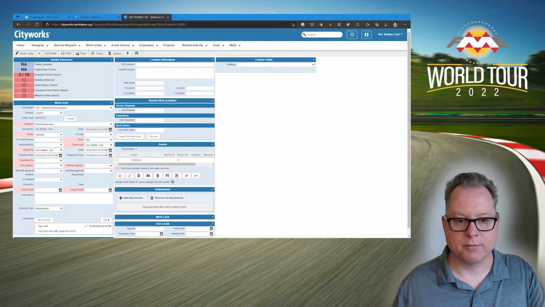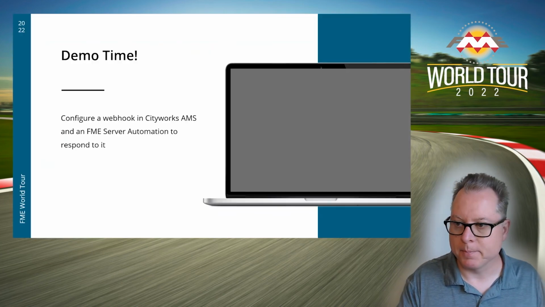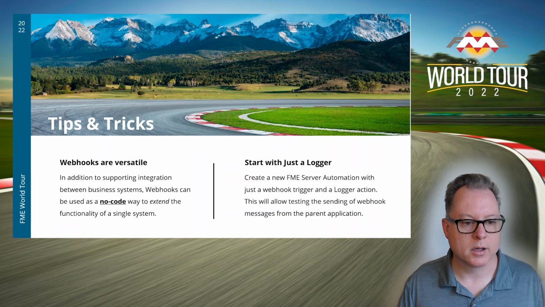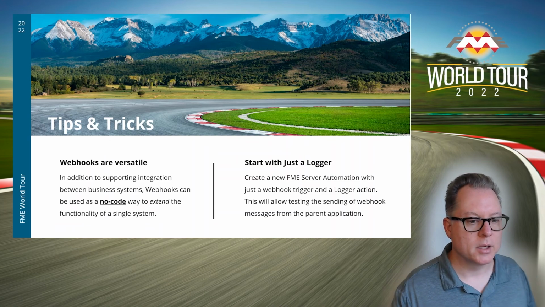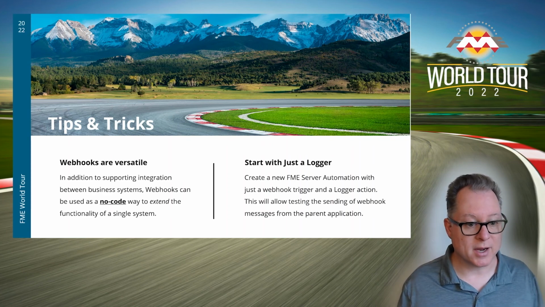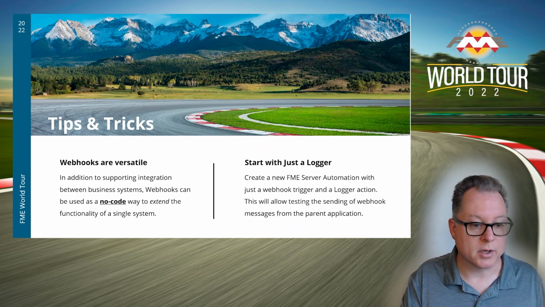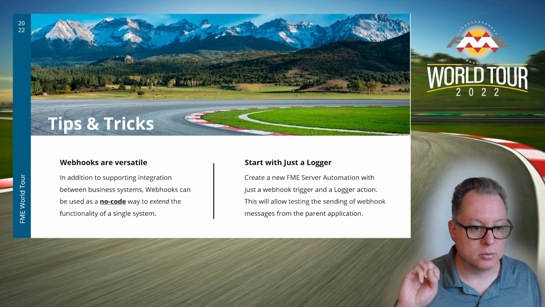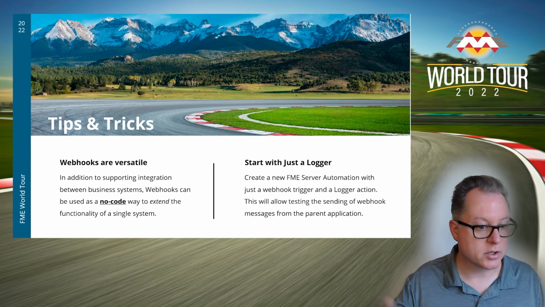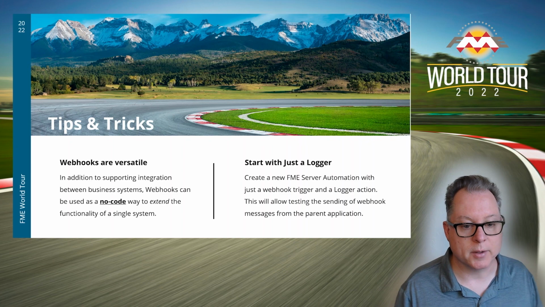All right, so let's finish up the presentation real quickly here. A couple of tips and tricks. Just keep in mind that webhooks are very versatile. The example that I just demonstrated isn't actually connecting two business systems. It's using a webhook to trigger FME to do something that Cityworks couldn't do on its own. So this is really Cityworks to FME back to Cityworks. But you can also be using webhooks that go Cityworks to FME to IT pipes or to ArcGIS or another system that you need to interact with.